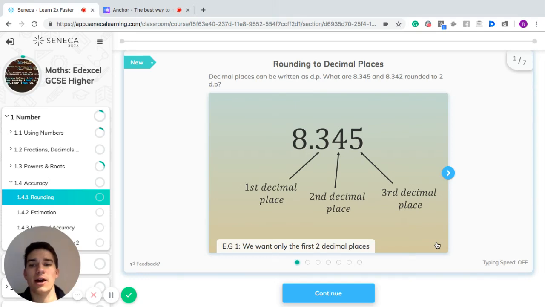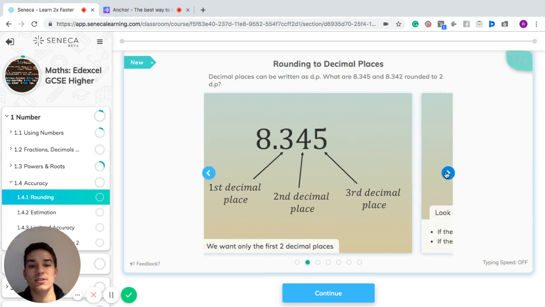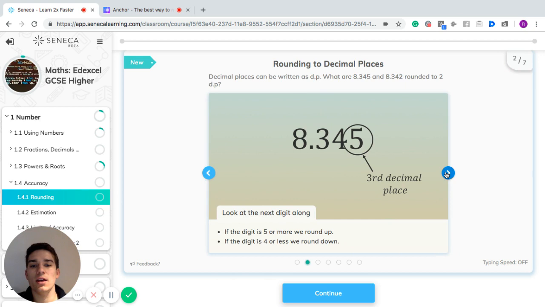So today we're going to have a quick look at rounding. When we're rounding to decimal places, the decimal place can be shortened to dp. So what are 8.345 and 8.342 rounded to two decimal places? When you're rounding to two decimal places, we only want two decimal places in our answer. If the third decimal place is 5 or more, then we round up. And if the third decimal place is 4 or less, then we round down.